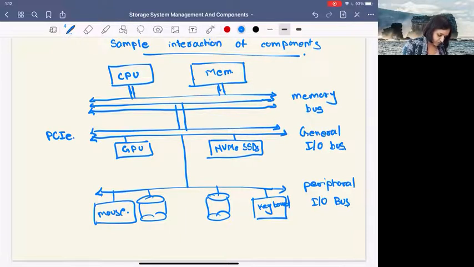So peripheral IO bus could be SCSI bus, it could be SATA, or it could also be USB, something to which we would plug in our mouse and keyboard, right, with a USB. So this is just a sample diagram that shows interaction of different components, or that specifically shows hierarchy.